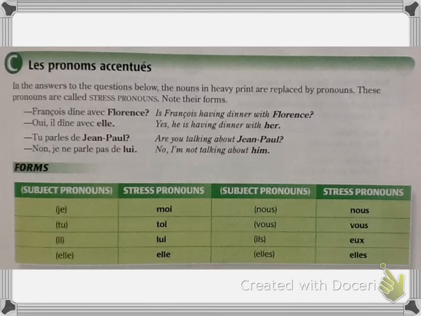So this is pretty common. We do this in English as well, right? We wouldn't typically say, is François having dinner with Florence? Yes, he is having dinner with Florence, right? We would change the Florence to become her, just like they did here. Same thing with the second question, right? Are you talking about Jean-Paul? No, I'm not talking about Jean-Paul. We typically wouldn't use Jean-Paul's name again. We would change it to him. So they also do that in French. So you see here the subject pronoun and the stress pronoun.